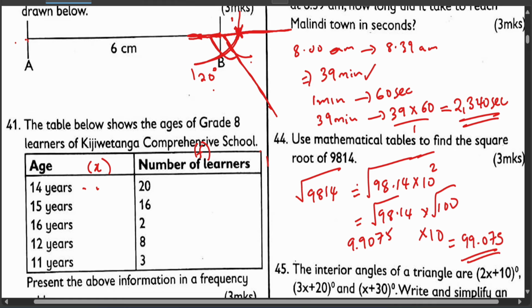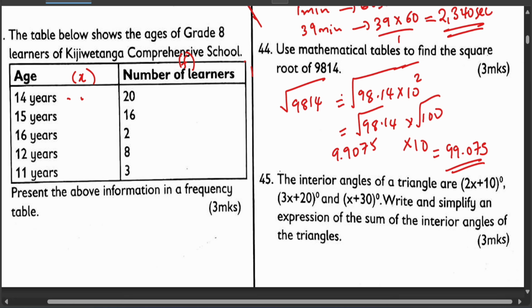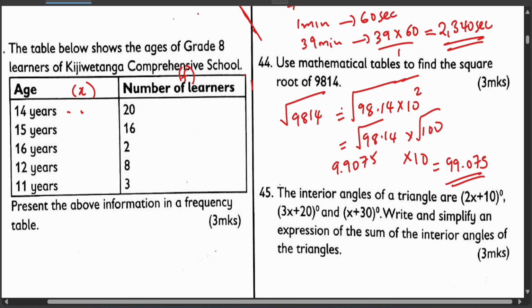So if you multiply by 10, it gives you 99.075. Okay, you can opt to use your calculator but now this question is very specific. You should use a mathematical table. So let me confirm. Yes, 99 point. Now the saddest thing is that if you use a calculator, it won't give you the accurate answer. It gives you just an approximation to the answer that you got from a mathematical table. So be keen. If you use a calculator to find the answer for question 44, then you're wrong.